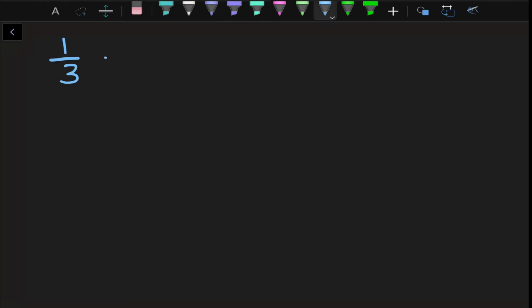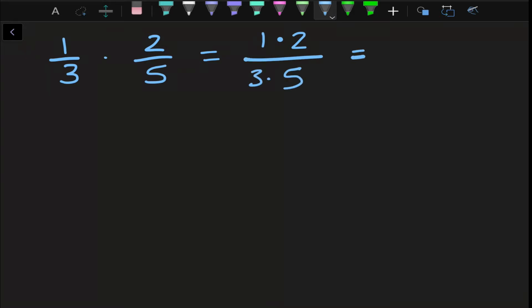1 over 3 times 2 over 5. It's going to look like numerator times numerator over denominator times denominator. 1 times 2 is 2. 3 times 5 is 15. 2 over 15 is our answer. And it's in lowest terms, which we always like.